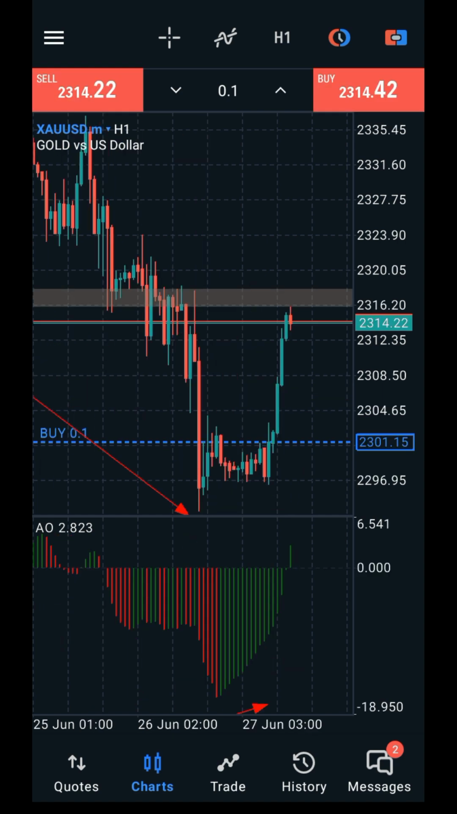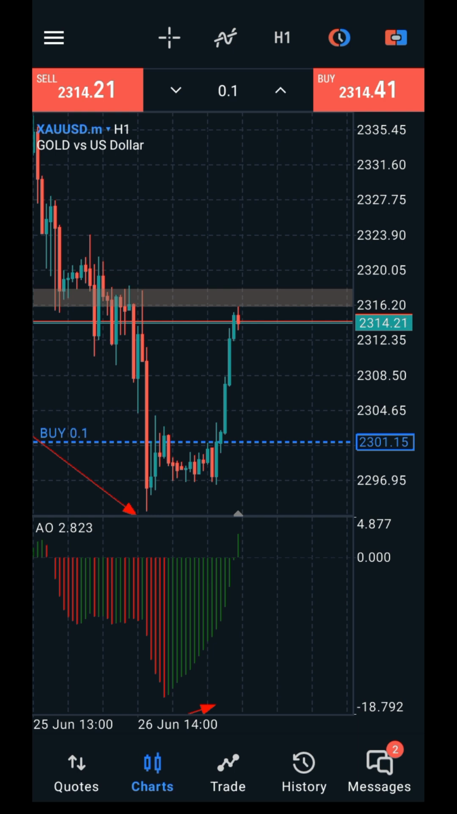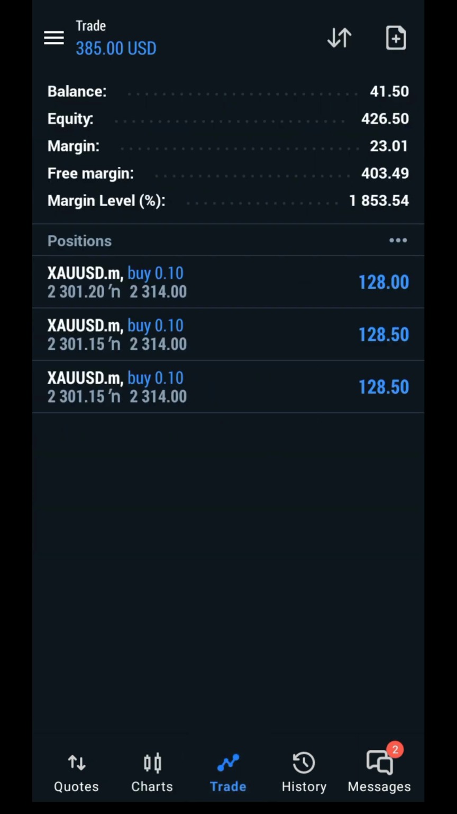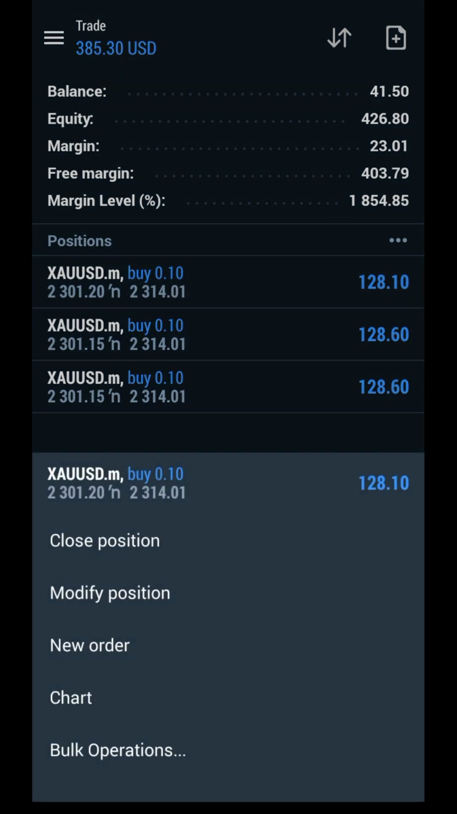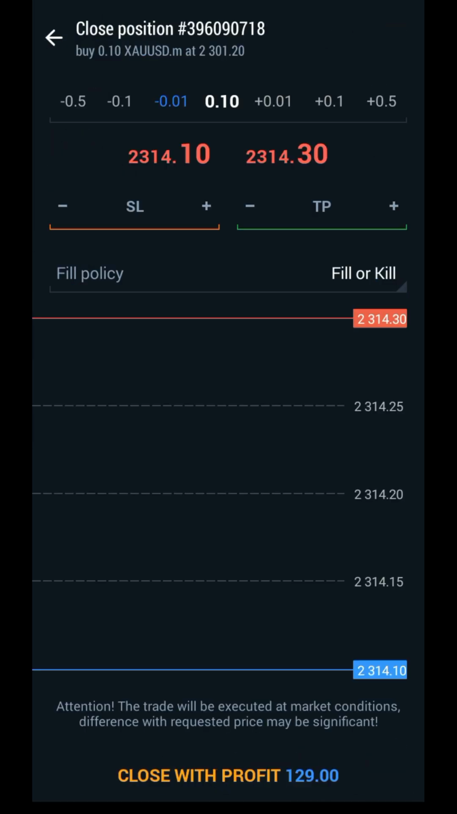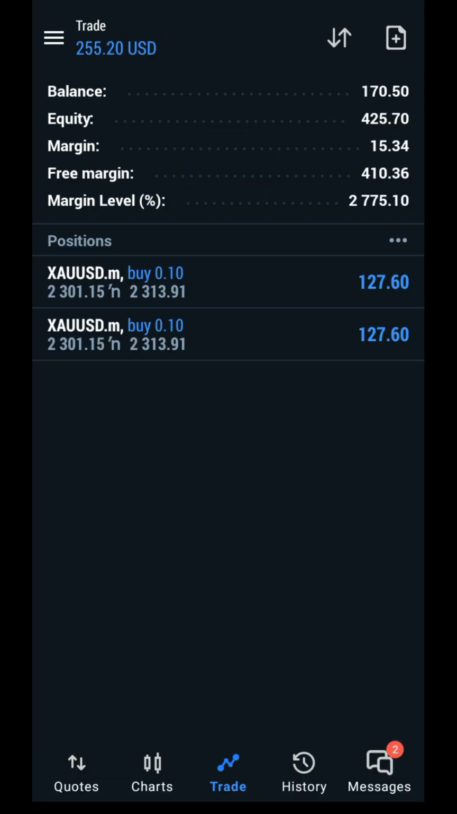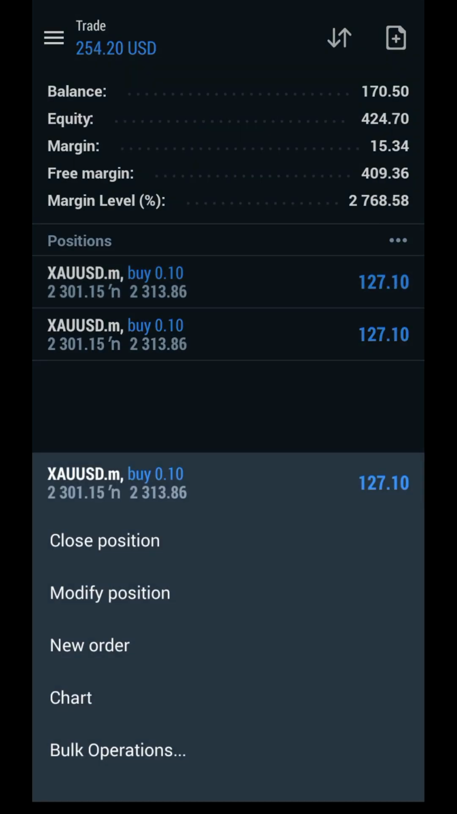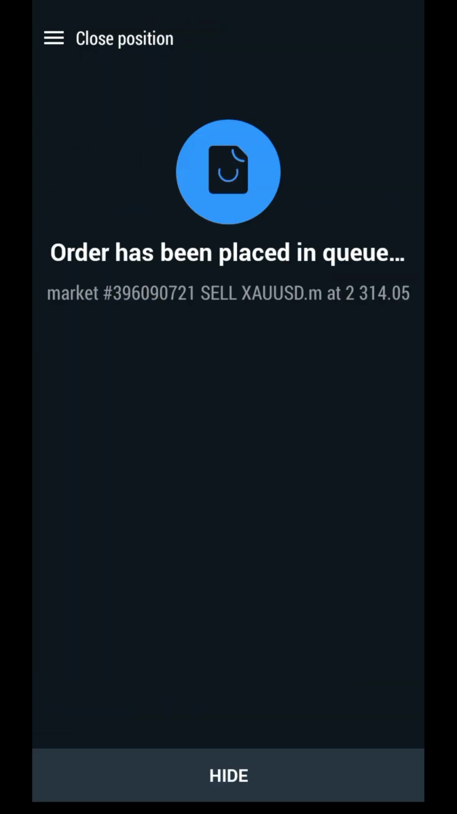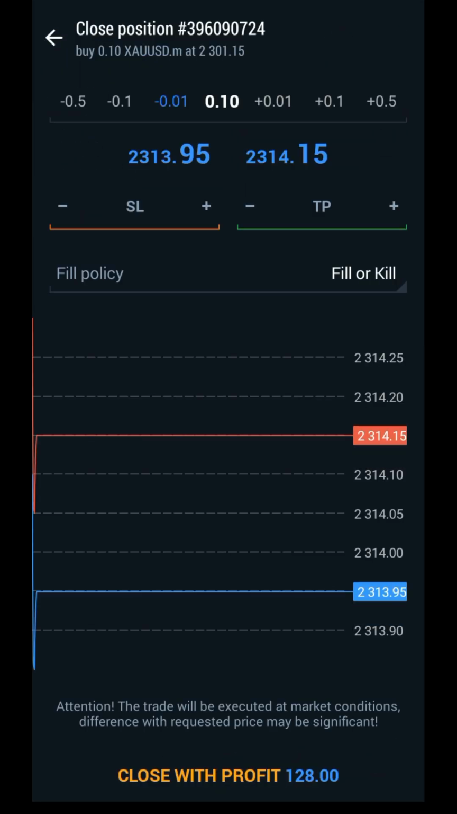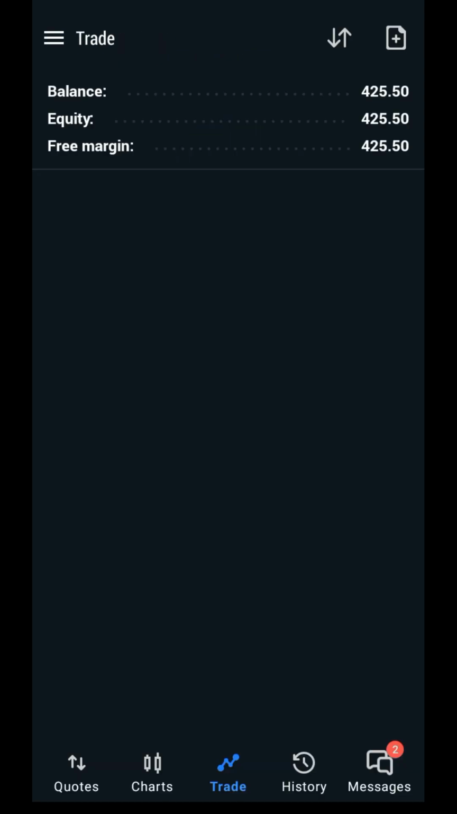I'll be looking for another setup so that I can continue growing this small account. So there you go guys, I'm closing those trades. Let me close these profits. Okay, the last one. Nice. This is $425 from $41 to $425. A very good profit.